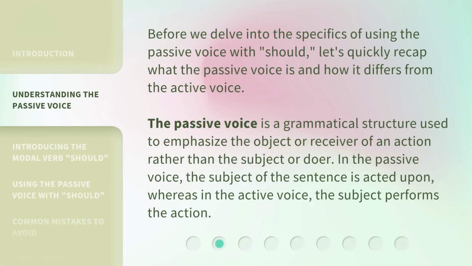Before we delve into the specifics of using the passive voice with should, let's quickly recap what the passive voice is and how it differs from the active voice. The passive voice is a grammatical structure used to emphasize the object or receiver of an action rather than the subject or doer. In the passive voice, the subject of the sentence is acted upon, whereas in the active voice, the subject performs the action.